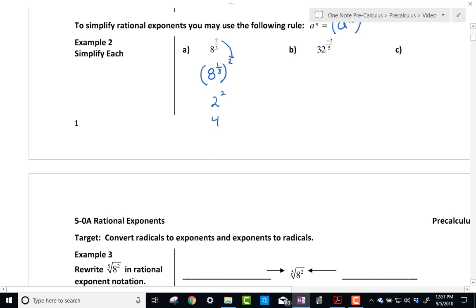Next one, 32 to the negative 2/5. Okay, negative exponent, light goes off in my head, let's flip it over. This is 1 over 32 to the 2/5 power. Now let's deal with the exponent. I'm going to look at this as 1 over 32 to the 1/5 power, but after I raise it to the 1/5 power, I need to square it again. Well, 32 to the 1/5 power is 2. So this is 1 over 2, and again I have to square it, so it becomes 1/4.